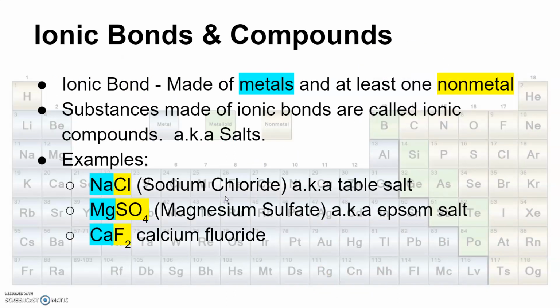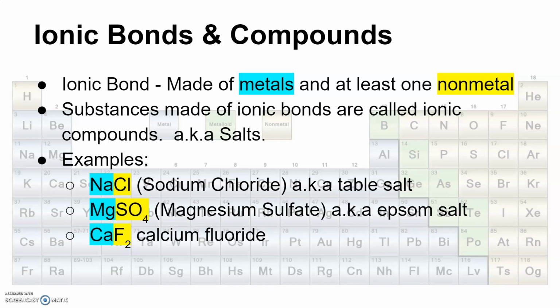Okay, so ionic bonds and compounds. Well, what are they made of? Ionic bonds are made of metals and at least one nonmetal atom. So if you look on the periodic table, and if you're looking at your chemical formula, and you see an atom that's classified as a metal and an atom that's classified as a nonmetal, you know that you have an ionic compound.